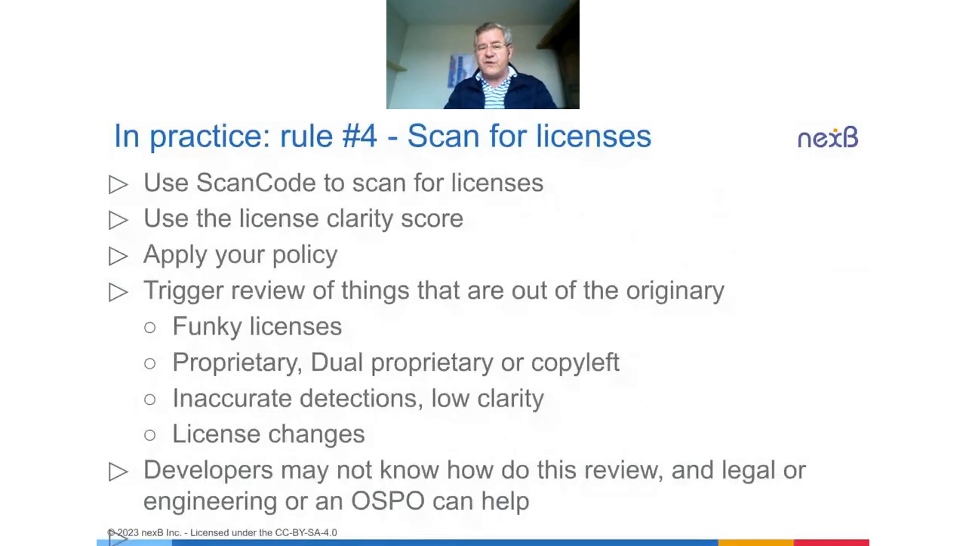Rule number 4, which is to scan for licenses. You don't want to rely on assertions of toy tools like we've seen beforehand. You should use scan code for scan licenses. You can use the license clarity score, apply your policy on top, and trigger the review for anything that's out of the ordinary, whether it's a low clarity or outside of your policy. And that's going to go a very long way.